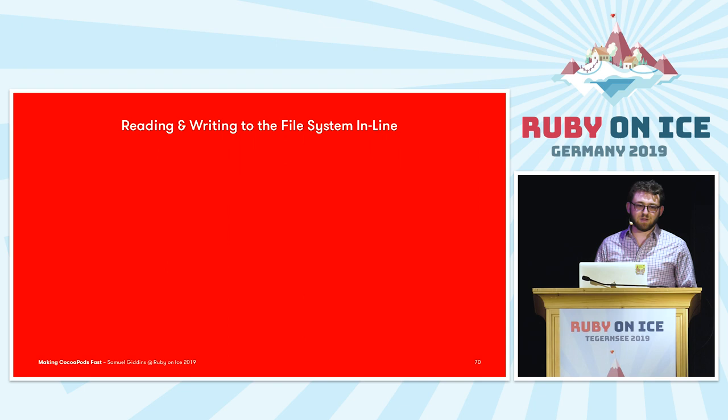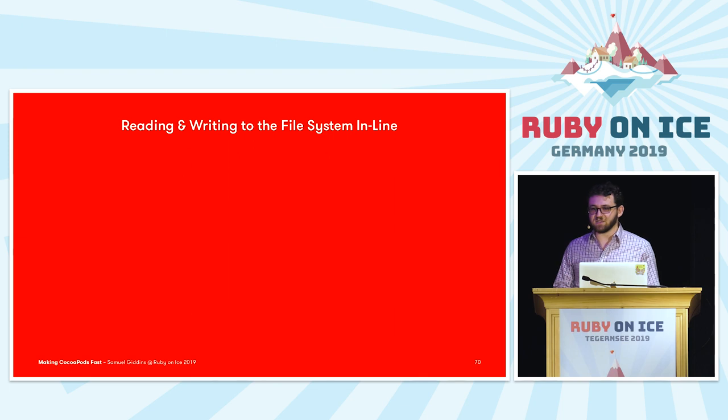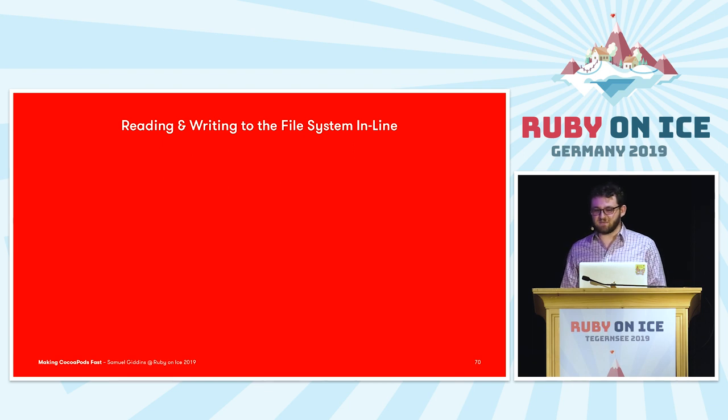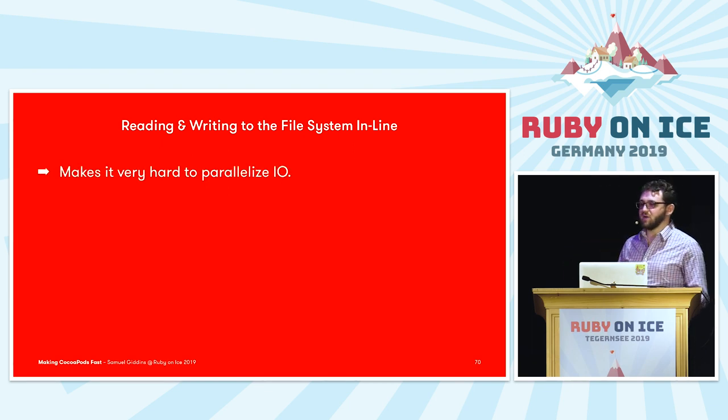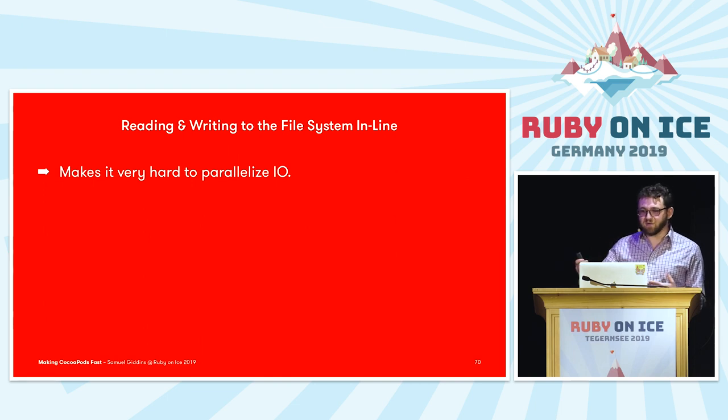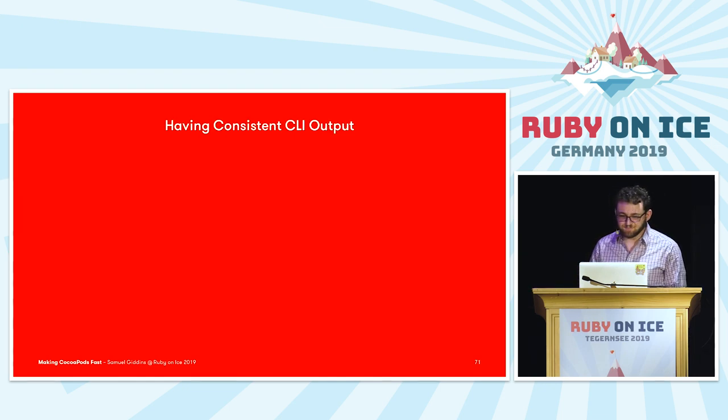We do a lot of file system reads and writes. One of the downsides of being a build system is that people store their source code on disk. And then you store configuration files on disk. And disks are fast. They're not that fast, especially when you can't parallelize I/O. And doing writes and reads in line with the rest of your program's logic means you can't really parallelize it safely. It makes it really hard to reason about when what is going to be touching what files on disk.